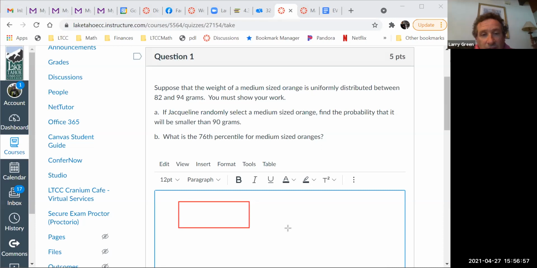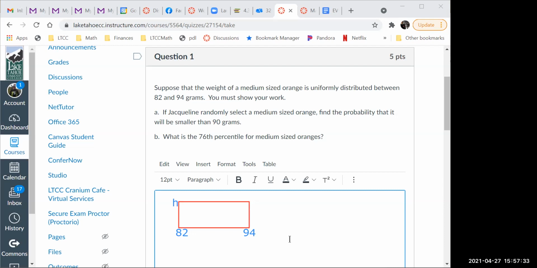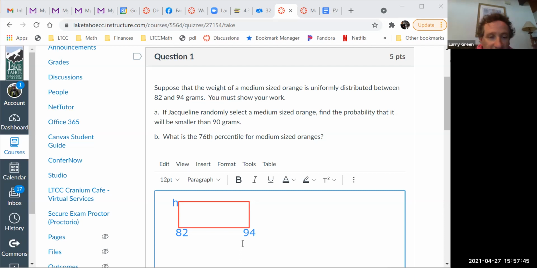So we have a uniform distribution, and it is between 82 and 94. We need to get the height of this rectangle. Do you remember how to get the height of the rectangle if you have a uniform distribution? Use area equals base times height, and then put in 1 for the area and the difference between the two values for the base. Good. The area of the whole rectangle is always 1, so we can solve for the height.